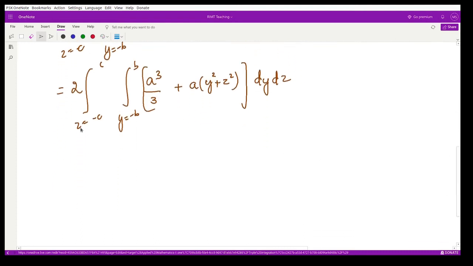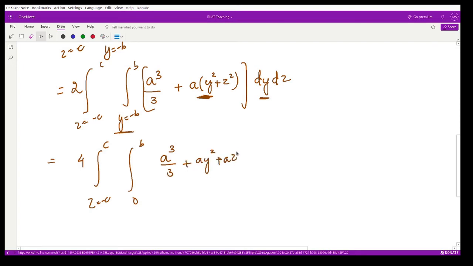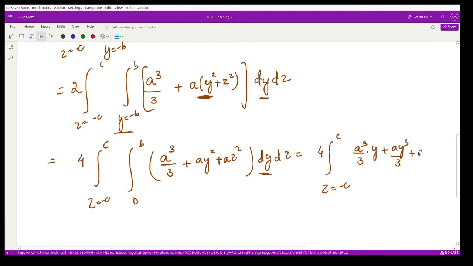Okay. So now we have to perform the integration with respect to y. With respect to y, what would be the integration? It would be equivalent to, again, 4 times, because in y this function is an even function, right? So that means it will become 2 times the integration from 0 to b of the function with respect to y, and you have a cube by 3 plus a y square plus a z square, dy, dz. So now this is equal to 4 times the integration, z varying from minus c to c, and here you can integrate with respect to y, so it would be a cube by 3 as constant into y plus a y cube by 3 plus a y z square, and the limits of y varying from 0 to b, and then dz.